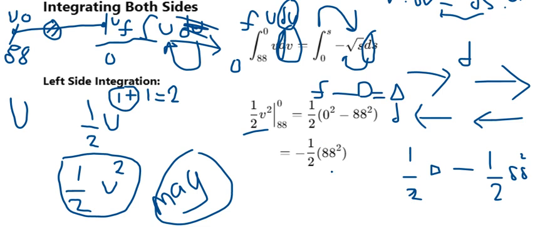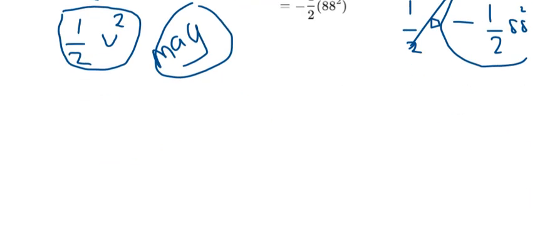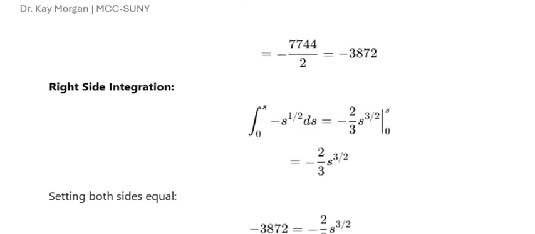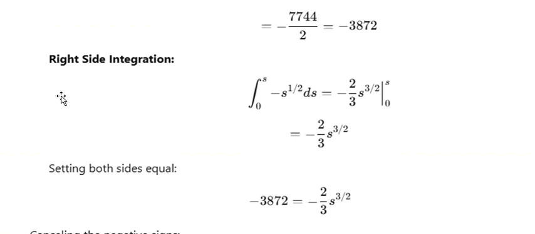Okay, so 1 by 2 times 0 is just 0. So you're going to end up getting minus 1 by 2, 88 squared. When you calculate it, you will get a value. Now we will move down to the second one, the right side. When you calculate it, you're going to get minus 3872.